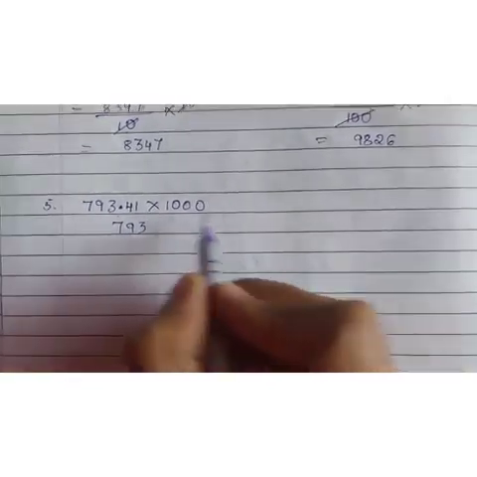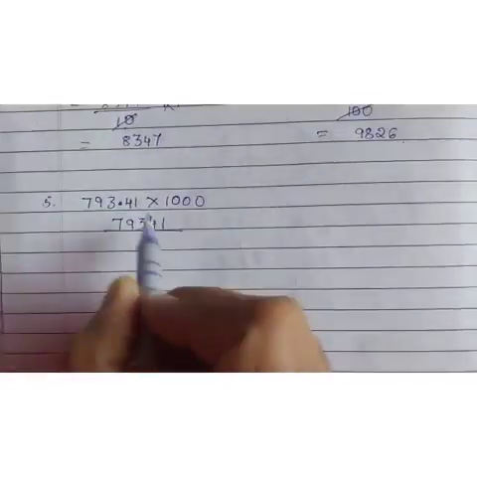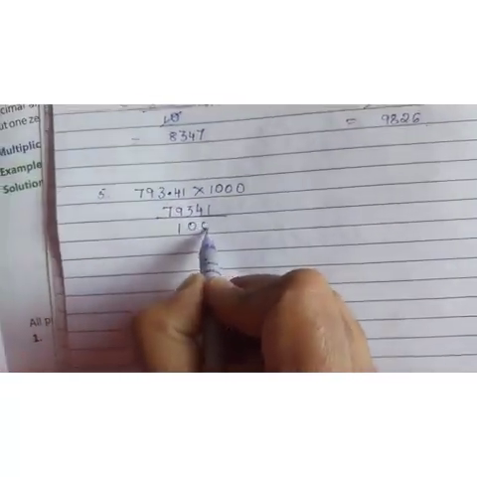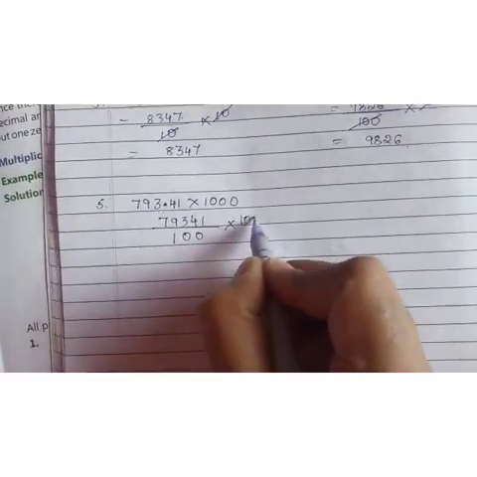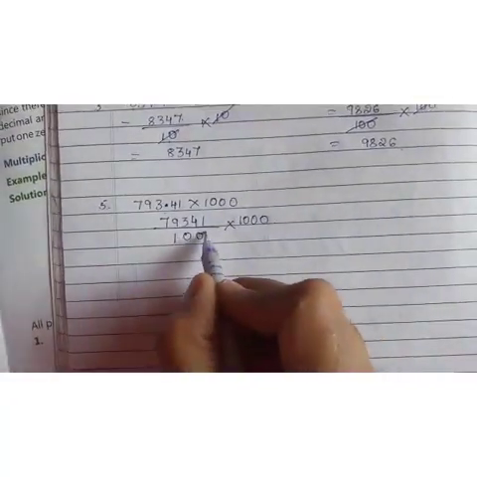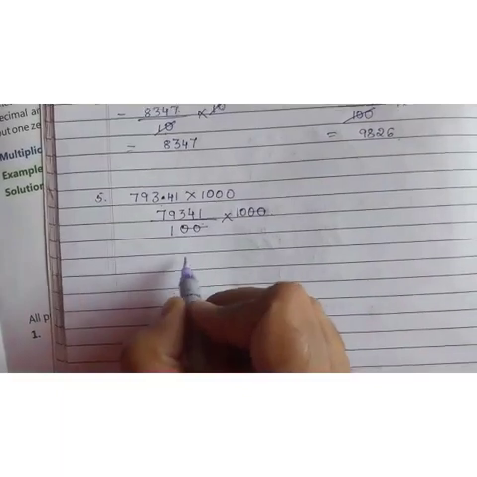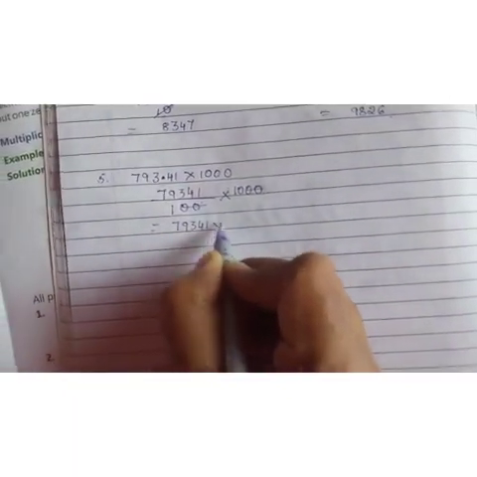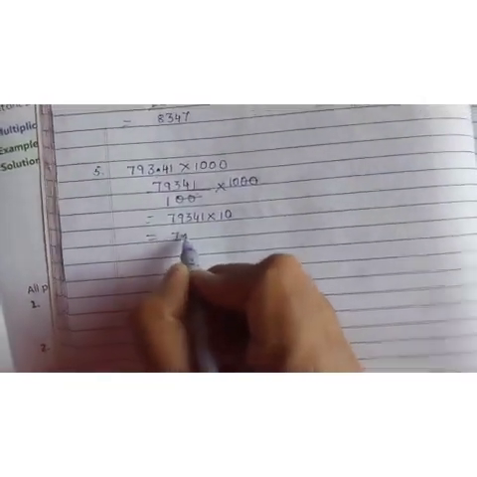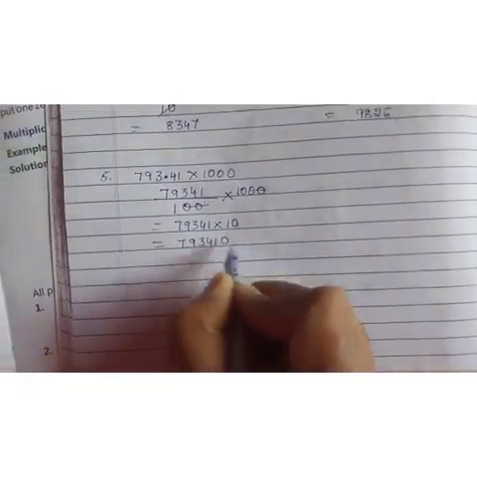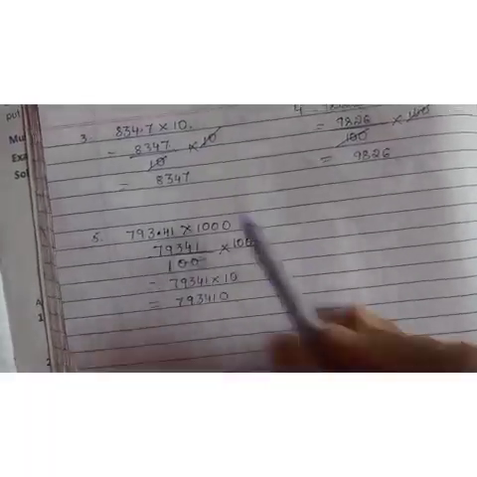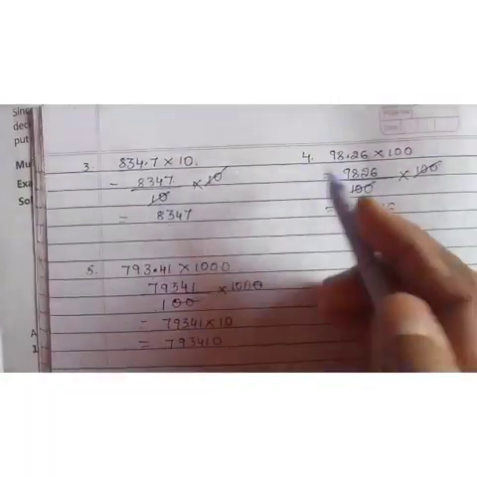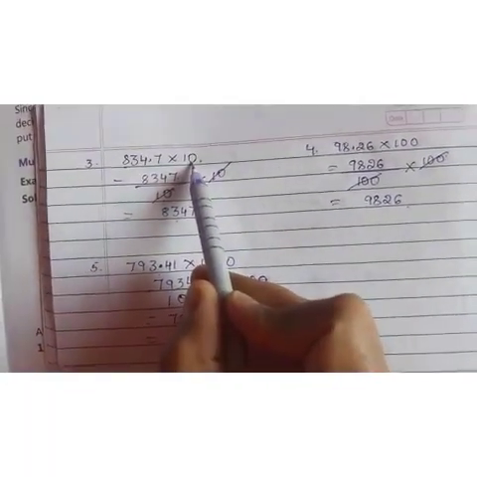Similarly, if I take a number which is multiplied by 1000, you can write it as 793. This decimal point, forget it for a while, write it as it is. Decimal point becomes 1 and 2 zeros. Write 2 zeros here into 1000. Now 2 zeros gets cancelled. So what is remaining now? 79341 into 10. That is nothing but 79341.